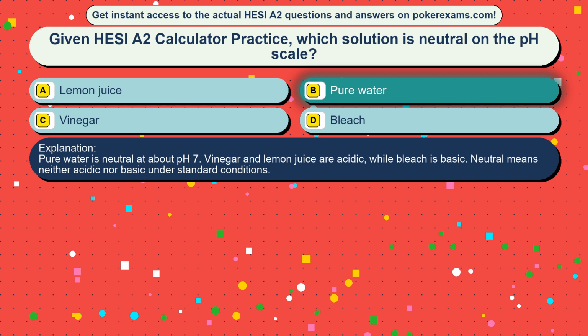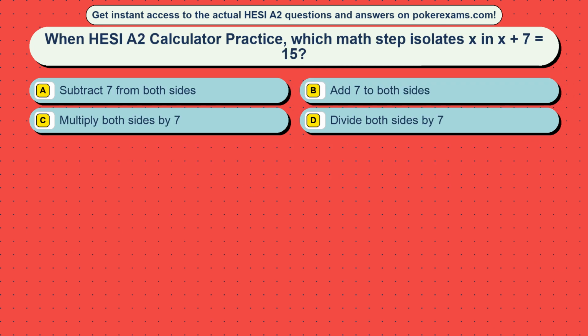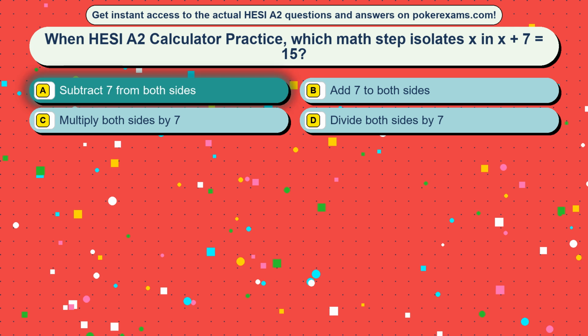Question 29. When HESI A2 Calculator Practice, which math step isolates x in x plus 7 equals 15? Option A, subtract 7 from both sides. Option B, add 7 to both sides. Option C, multiply both sides by 7. Option D, divide both sides by 7. The correct answer is option A, subtract 7 from both sides.